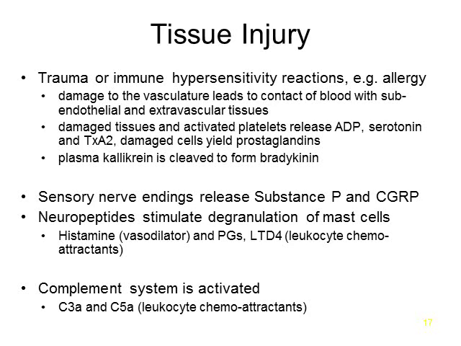If you have some form of tissue injury, it can be trauma, for example stepping on a nail, or an immune hypersensitivity reaction, in other words, an allergy. Ultimately, you end up with damage to the vasculature, which leads to contact of the blood with the subendothelial and extravascular tissues. So these are tissues that should not normally come into contact with blood itself. The damaged tissues and activated platelets then go on to release ADP, serotonin, thromboxane A2. Damaged cells themselves start to yield prostaglandins. Plasma kallikrein, which was involved earlier in the clotting cascade, is further cleaved to form bradykinin.